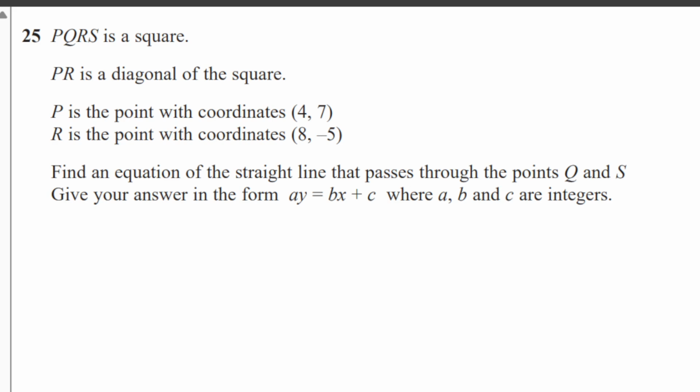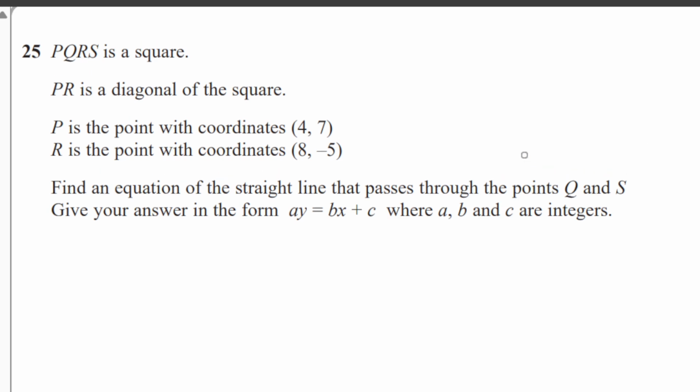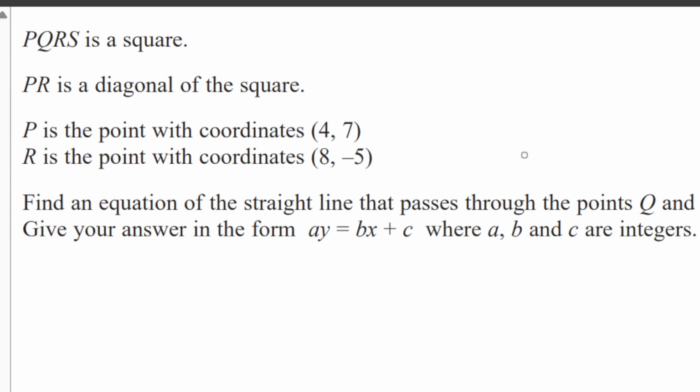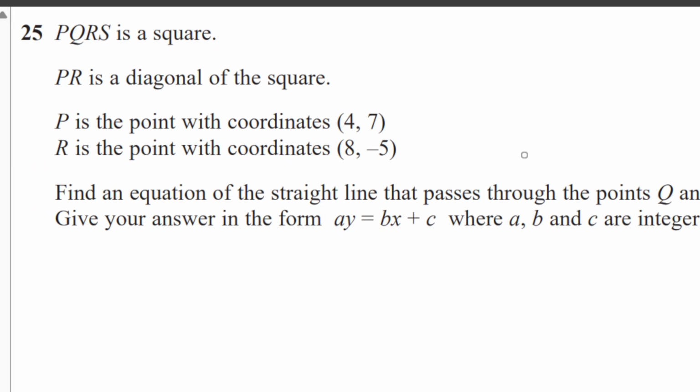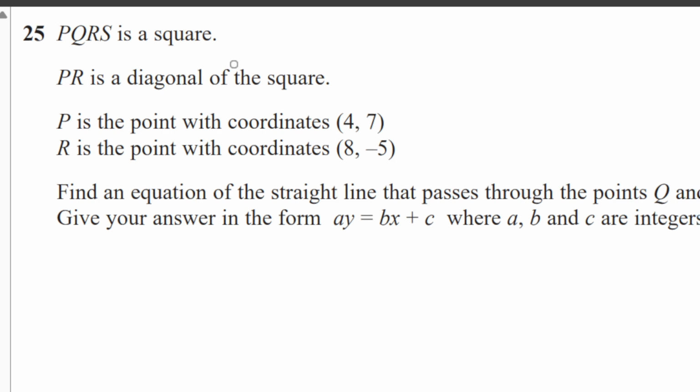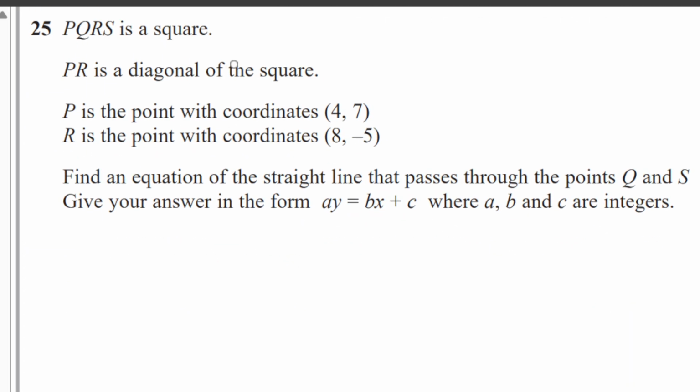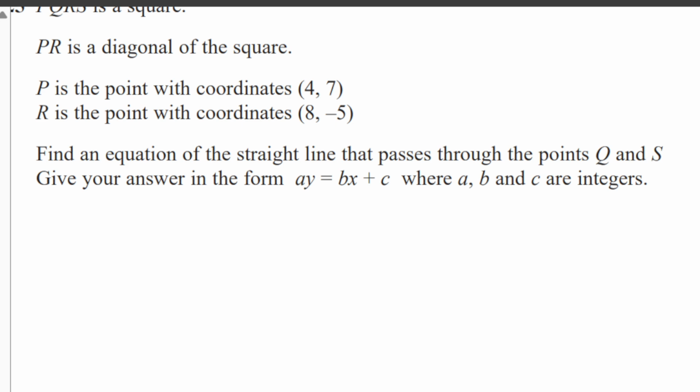Question 25 is the last question on this paper. It's 5 marks. The question says PQRS is a square. PR is a diagonal of this square. P is the point with the coordinates 4 and 7. R is the point with the coordinates 8 and -5. Find an equation of the straight line that passes through points Q and S.